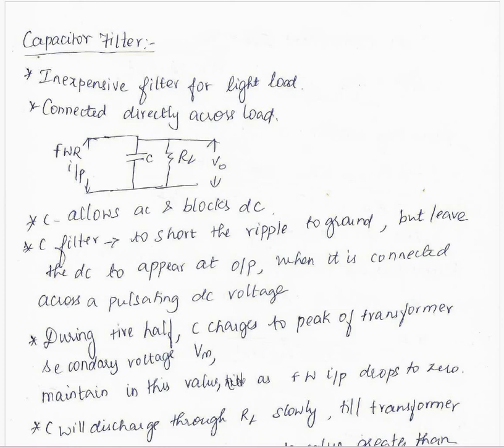The topic is about capacitor, LC and CLC section filters, which can be used after a rectifier to make the converted AC to DC signal reduce a little more ripple component. The capacitor filter is an inexpensive filter for lighter loads. It can be connected directly across the load resistance itself.